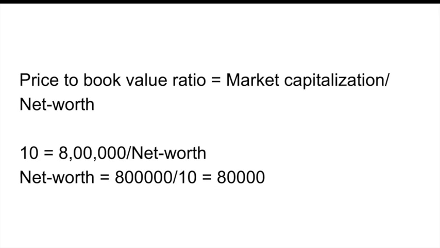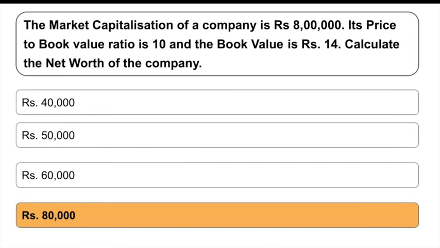You have to understand that the price to book value ratio of a company is calculated by market capitalization divided by net worth. In this question, you have already been given the price to book value and you also know the market capitalization. Then it's simple math. If you put it in the equation and calculate the net worth, it turns out to be 80,000, which is the correct answer for the net worth of the company. Going to the next question.